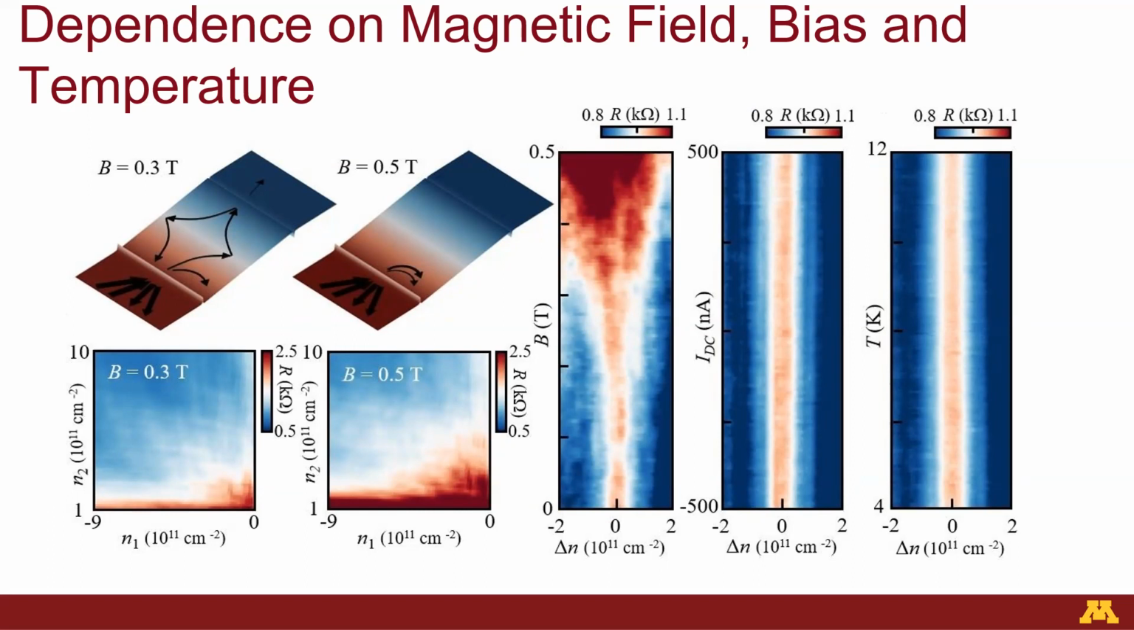Due to the symmetry of the interference loop at N1 equal to N2, no bias dependence is observed for the first order peak. No significant temperature dependence is observed from T equal to 4K to 12K, as the specifics of the interference loop are expected to be insensitive to thermal excitation.